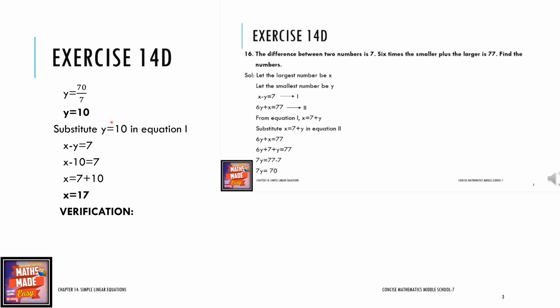You can even do the verification by substituting this x and y in either the first equation or the second equation. You can substitute in anything, but since substituting in equation 1 is simpler, I'm substituting in equation 1. So 17 minus 10. What is the x value? 17. The y value is 10. So 17 minus 10 will be 7. Since 7 is equal to 7, the left hand side is equal to the right hand side. So our answer is correct.